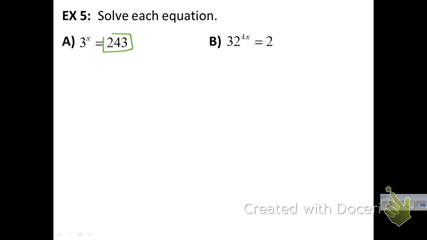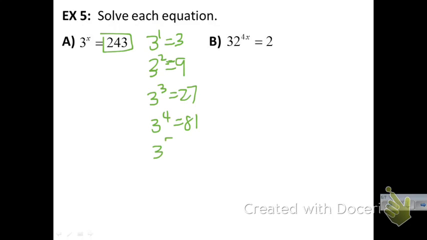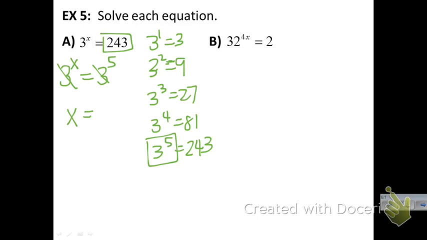So we're going to work with this 243. I know that 3 to the first is 3. 3 squared is 9. 3 to the third is 27. 3 to the fourth is 81. 3 to the fifth is 243. Hey, there it is. So I'm going to take that 243 and replace it with 3 to the fifth because they're equal expressions. We call that substitution. So we have 3 to the x equals, I'm going to replace that 243 with 3 to the fifth. The bases now will cancel because they are the same, and then we say the exponents are equal, so x is 5.